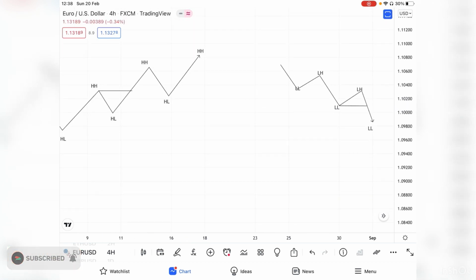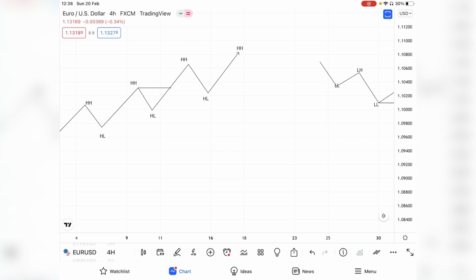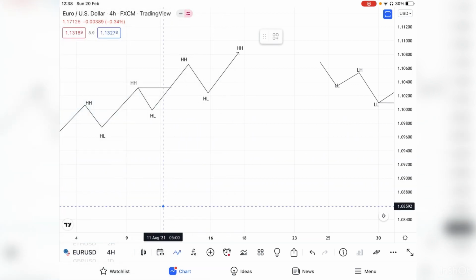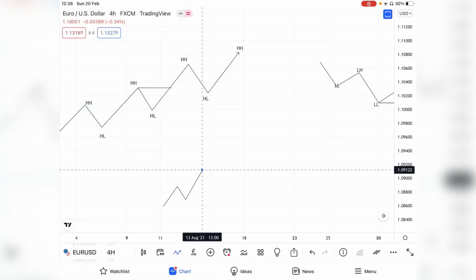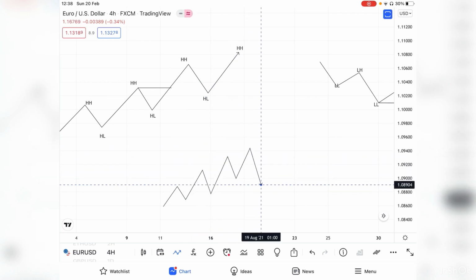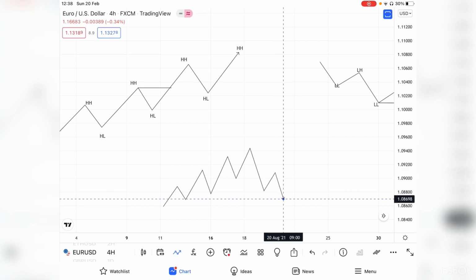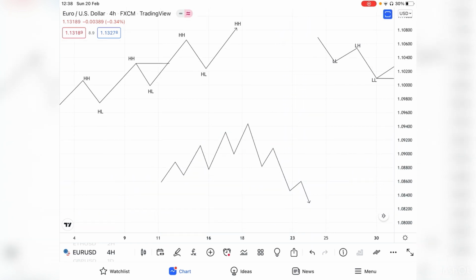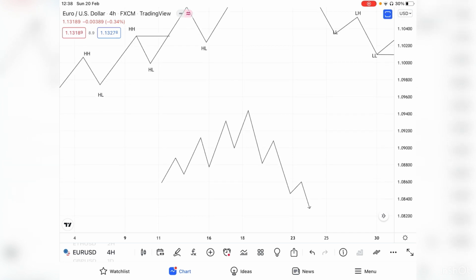Okay, so now how do we see a reversal? Let's say the market's been in an uptrend for the previous weeks maybe, and then it decided, okay, we now will have a break of structure and the market will suddenly start to go bearish. So how can you spot this?